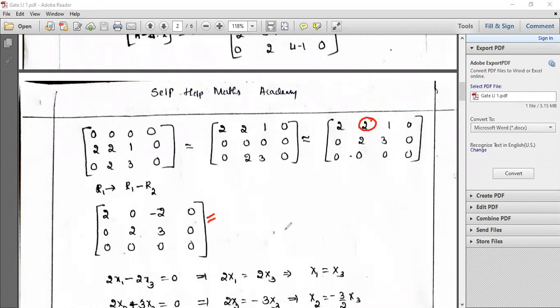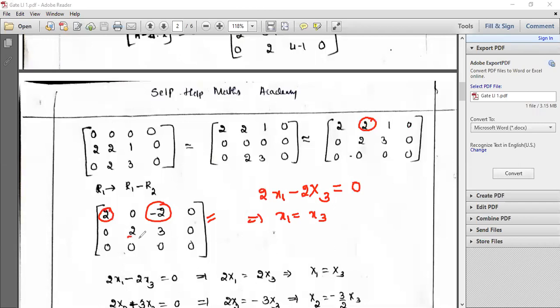So clearly, if I want to write a general solution, you see it is 2x1 minus 2x3 is equal to 0. From this you can see it is 2 times x1, and x2 has coefficient 0. So here it is minus 2x3 is equal to 0. This implies x1 is equal to x3.